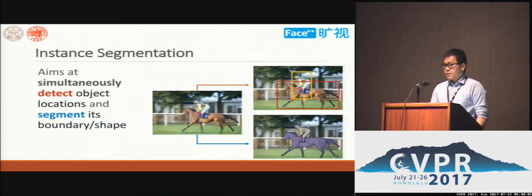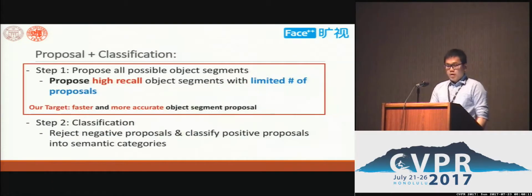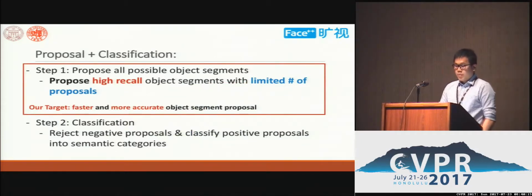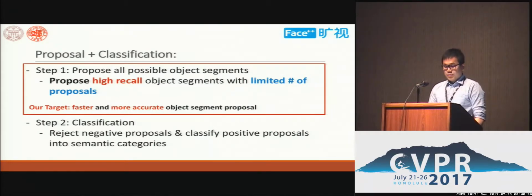Instance segmentation is a research topic that targets simultaneously detecting object location and inferring its corresponding boundary information. A common approach for this task generally involves two steps. The first one is to propose high-quality object candidates with good recall, and the second step is to perform classification on them. In this work, we focus on the instance proposal as it defines the upper bound performance for a detection framework. Our goal is to develop a faster and more accurate proposal algorithm.